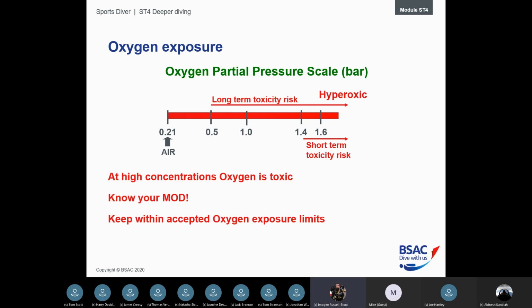So a high concentration of oxygen is toxic. We need it to live. You wouldn't presume it's toxic, but it is at high concentrations, at high pressures. You need to know your maximum operating depth and keep within your oxygen exposure limits. You're not going above 1.4 bar because there's that risk in a very short time scale.